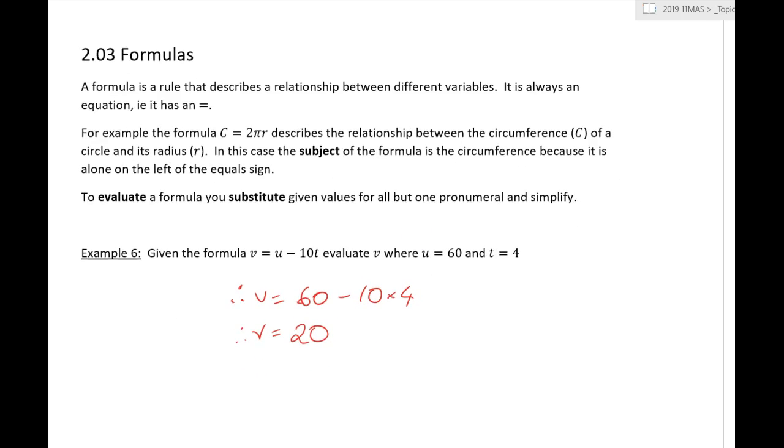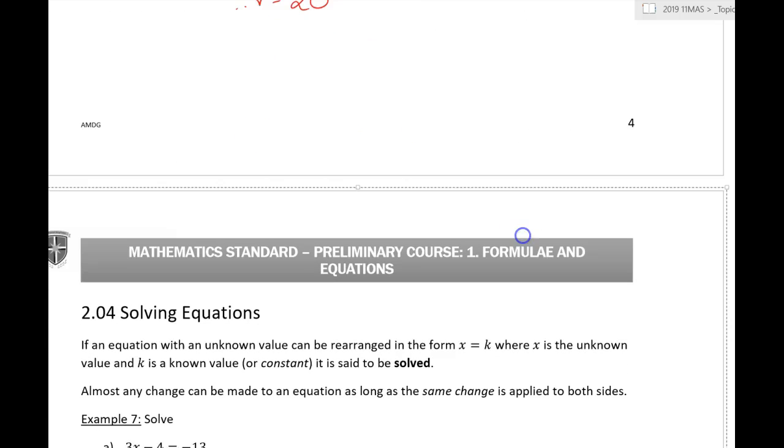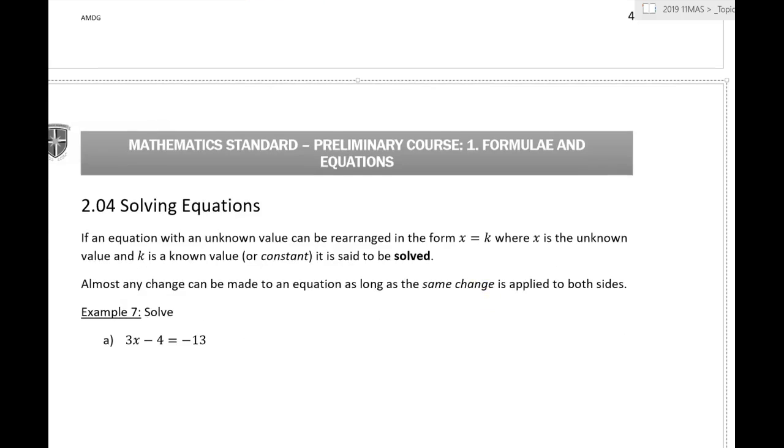Evaluating a formula by substituting, that is to replace some unknown pronumeral with a known value, with some sort of number. We put those in to apply our order of operations and arrive at some number. All very good. Now we move in a slightly different direction here with solving equations. More challenging, I suppose, more rewarding as well.